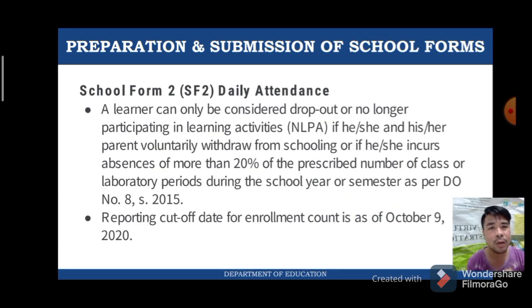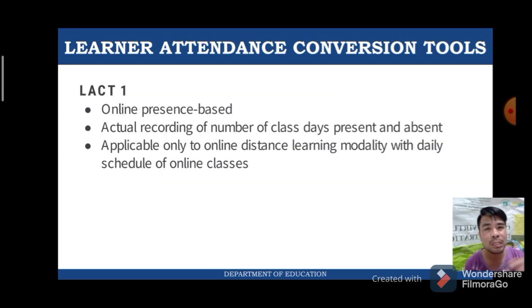Ayan. A learner can only be considered dropout if no longer participating in activities, if he or she and his or her parents voluntarily withdraw from schooling, or he or she incurs absences for more than 20% of the prescribed number of class or laboratory periods during the school year or semester as per DepEd Order Number 8, Series of 2015. Reporting cut-off date for enrollment count is as of October 9, 2020.